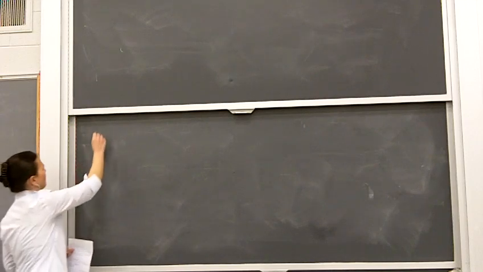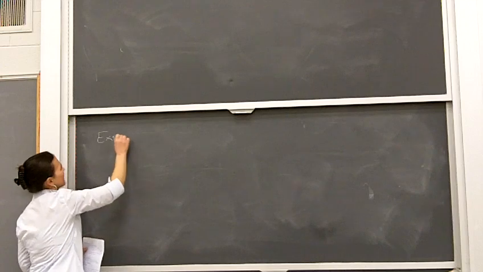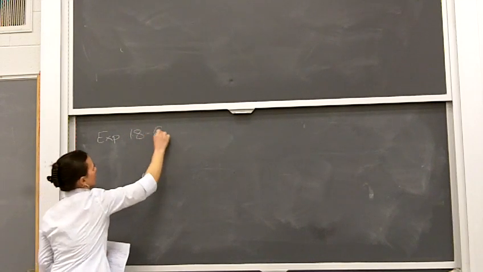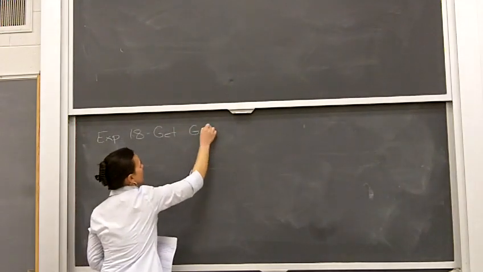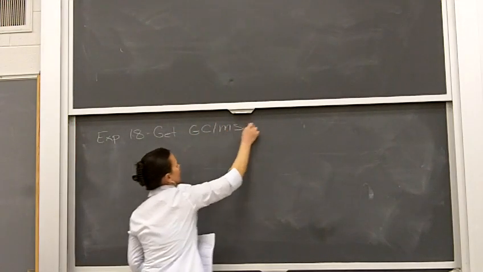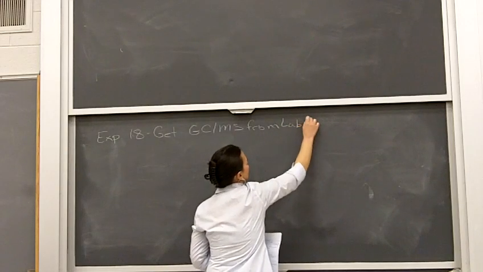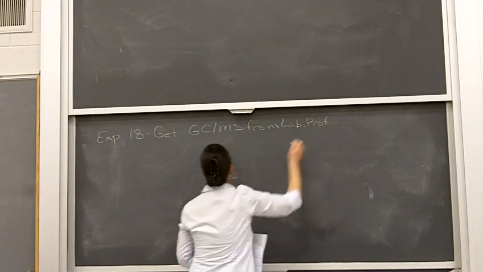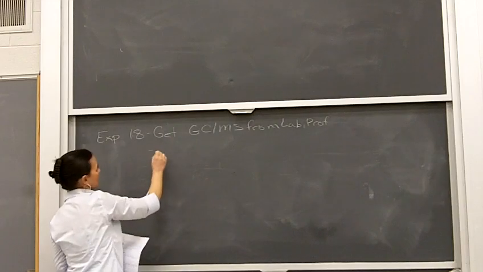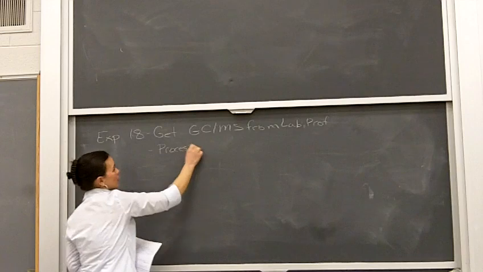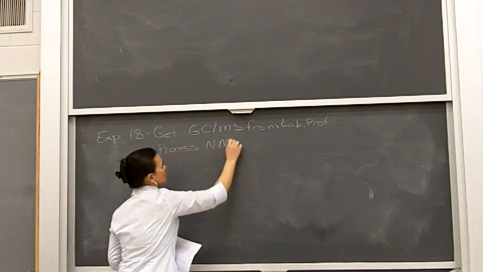So experiment 18, a couple things. First of all, you should get your GCMS data from your lab prof, okay? So get that this week if you haven't already. In lab this week, you're going to process your NMR data, so you'll leave lab this week with your NMR data, okay?